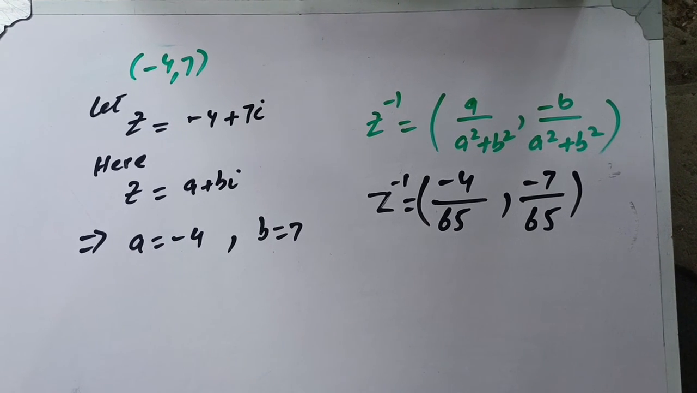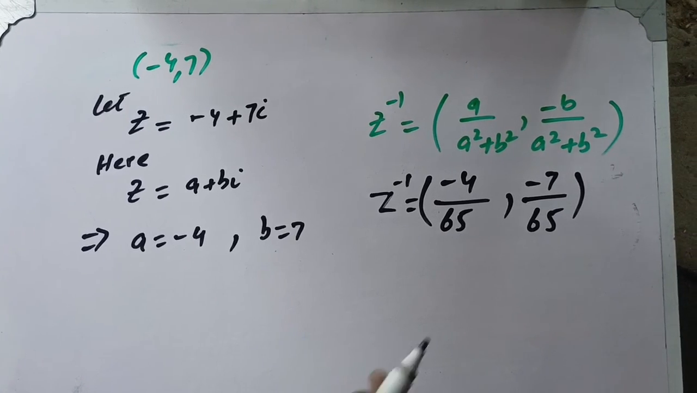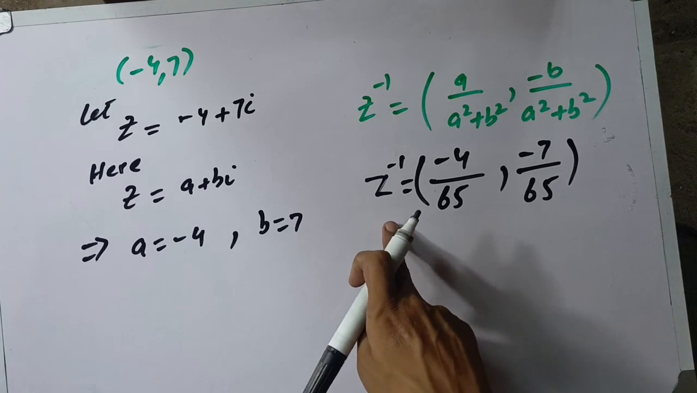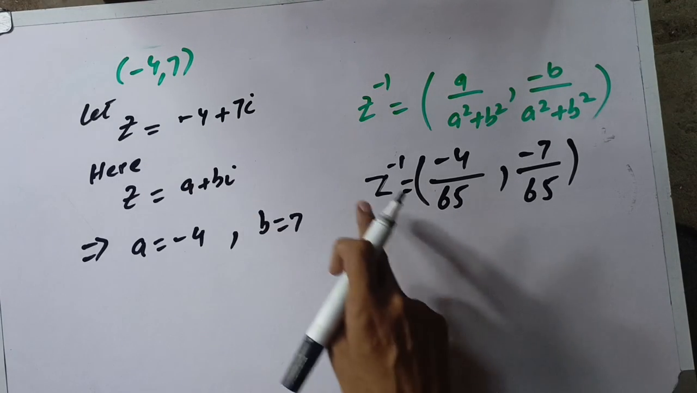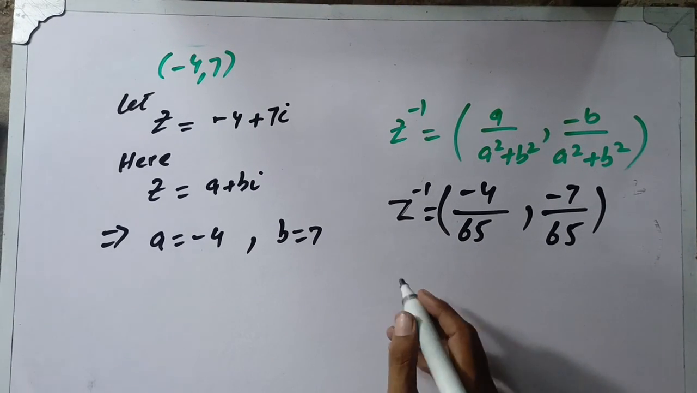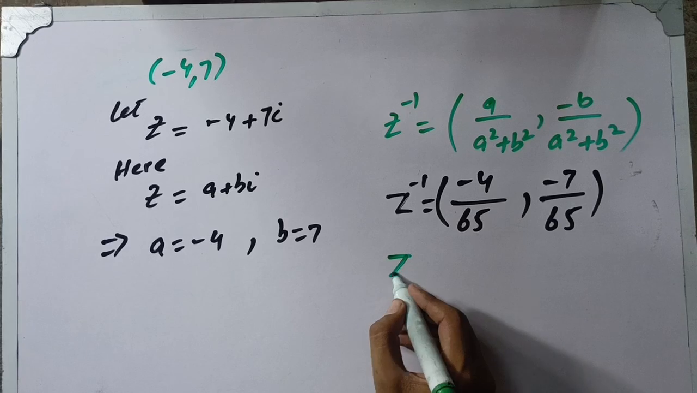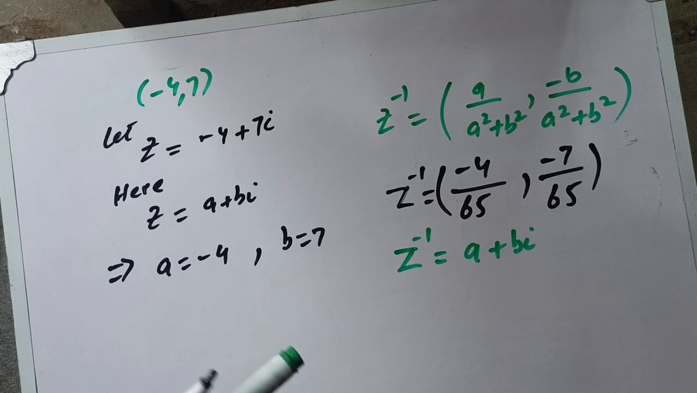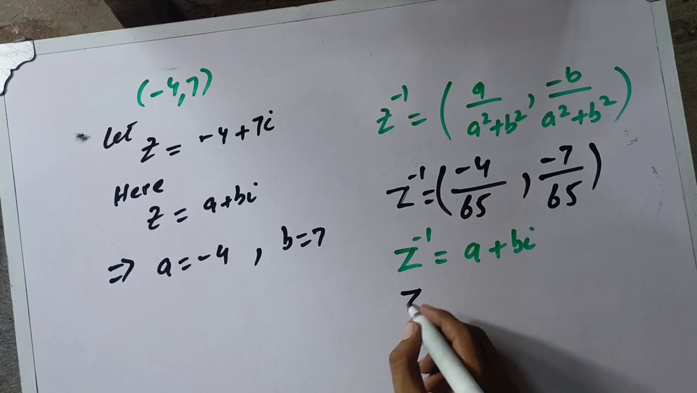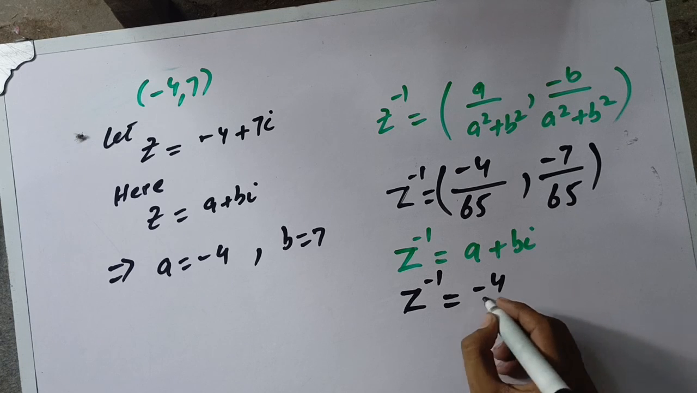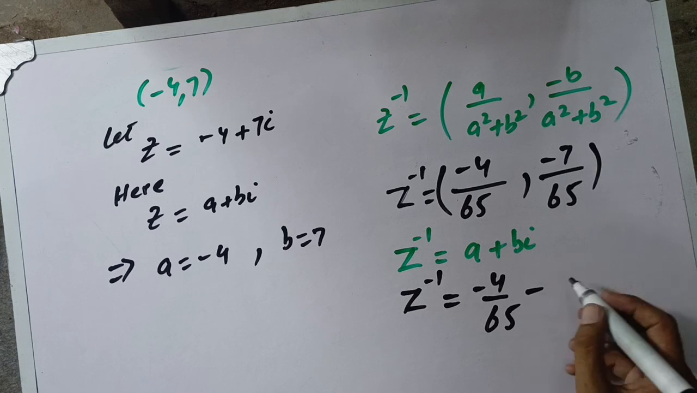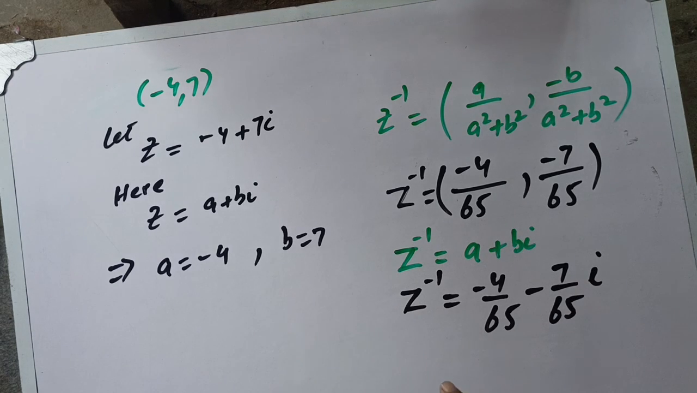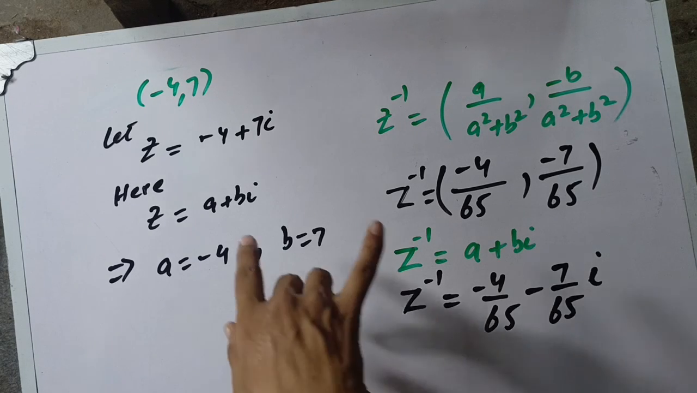Okay, now what we have to do is write down the inverse of this complex number in standard form. In standard form means we have to write the inverse in the a plus b iota form. So for that, z inverse is equal to minus 4 by 65 and minus 7 by 65 iota. Okay, so this is the complex number inverse.